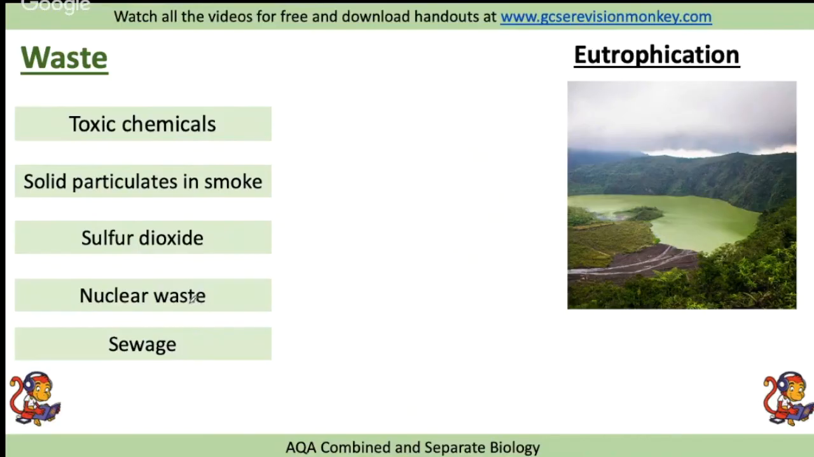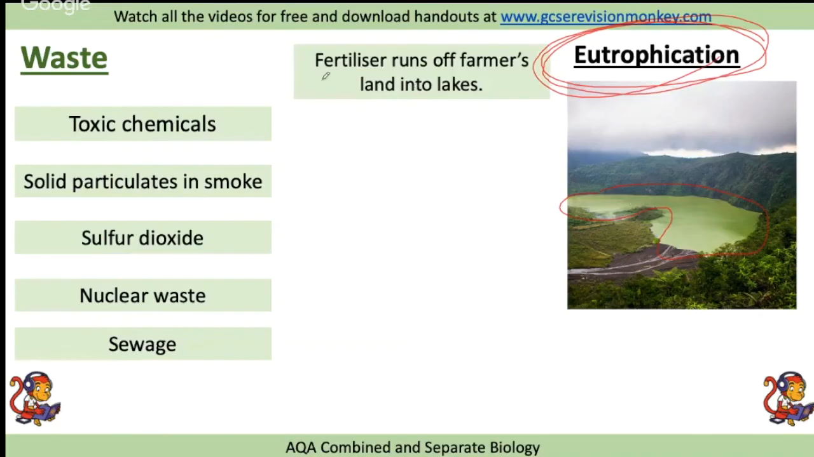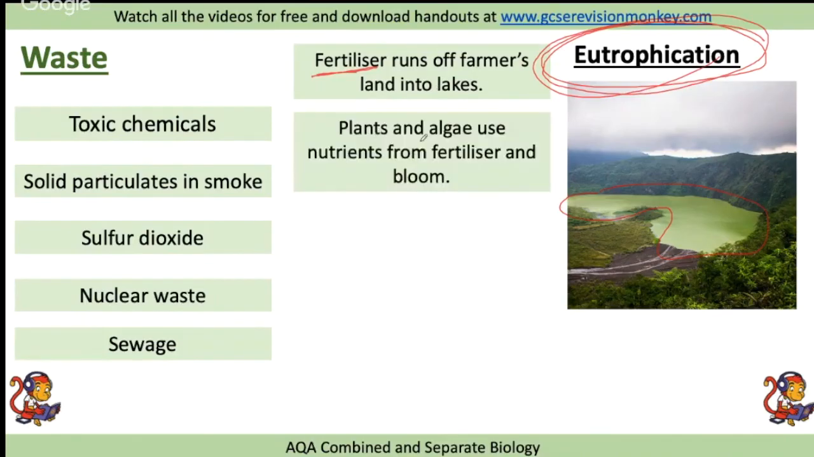Now, one of the ways that I want to dwell on, because it does come up sometimes, even though it's not made obvious in your spec, is eutrophication. You can see here we've got a really green lake, and that green lake is covered in algae. What happens is fertilizer can run off from the farmer's land. So lots of nutrients in the soil here going into the lake or the river. The plants and algae love those nutrients. So they use the nutrients from the fertilizer and they bloom and they multiply and they cover the lake.